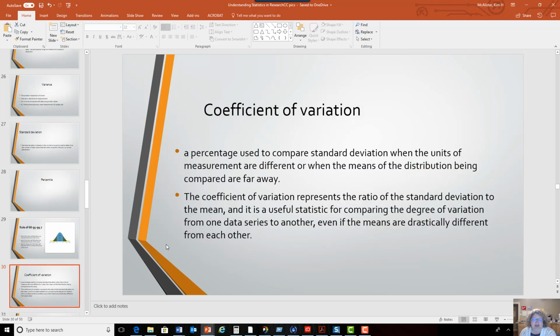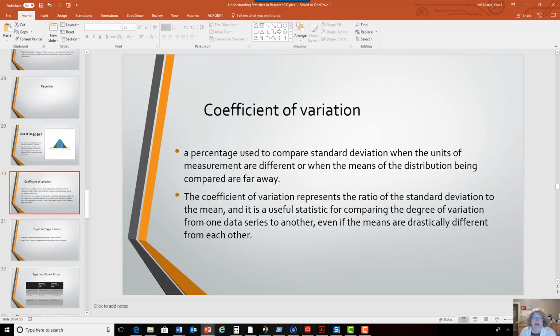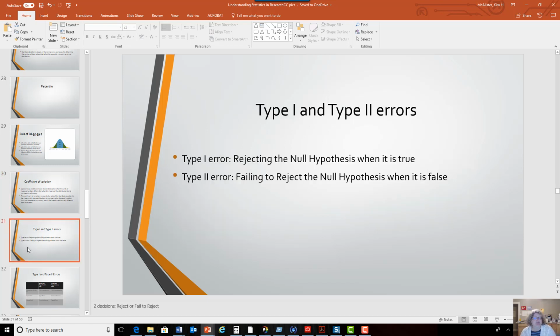The coefficient of variation is a percentage used to compare standard deviation when the units of a measurement are different, or when the means of the distributions compared are far apart. It's the ratio of the standard deviation to the mean, and it really helps you see the degree of variation from one data set to another.